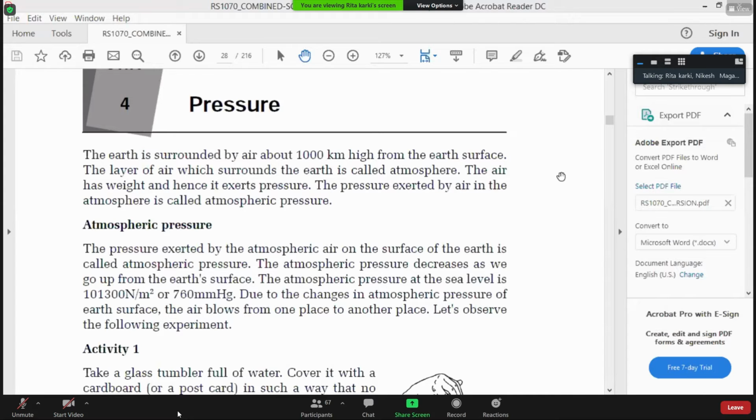At a certain height, even at a lower height or at the uppermost layer, the Earth's surface is surrounded by the air.